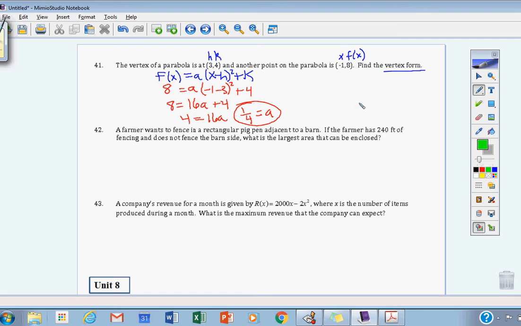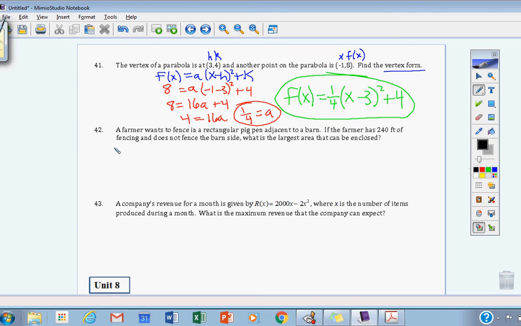So that's our a value. So all we got to do is put that together in vertex form. So f of x is equal to 1/4, parenthesis, x minus h, so minus 3, quantity squared, plus the k value of 4. So this is actually what the question is asking. All right, next one now.